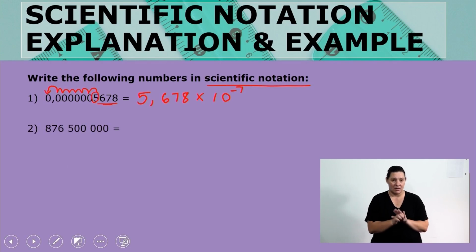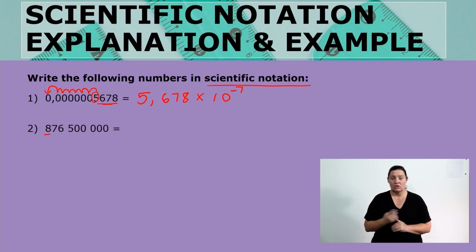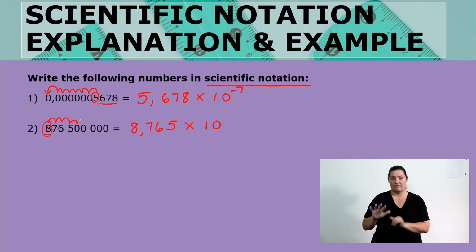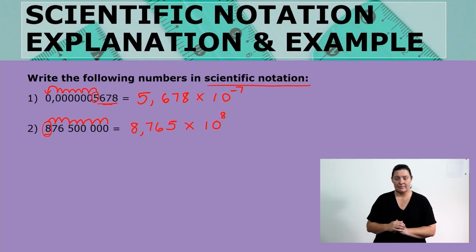Our next example, we are looking at the 8. That is 876,500,000. So we are going to say that is 8,765. And then we are going to multiply that by 10. And we are shifting the 800 million to the right. So we know that our exponent is going to be positive. 1, 2, 3, 4, 5, 6, 7, 8. Those are 8 spaces to the right.